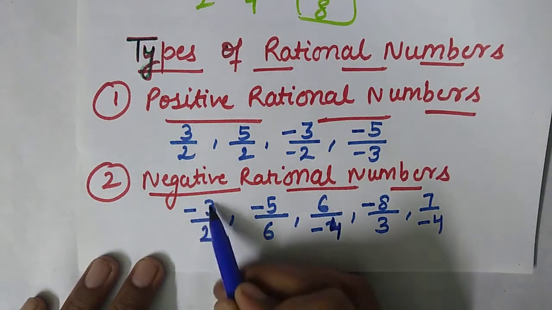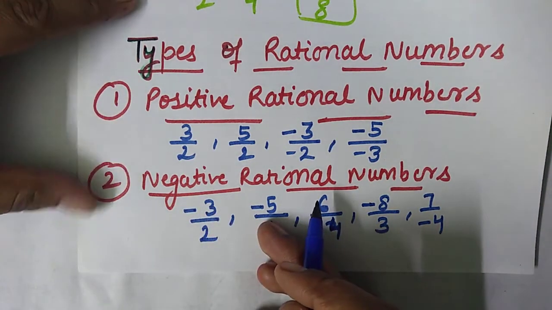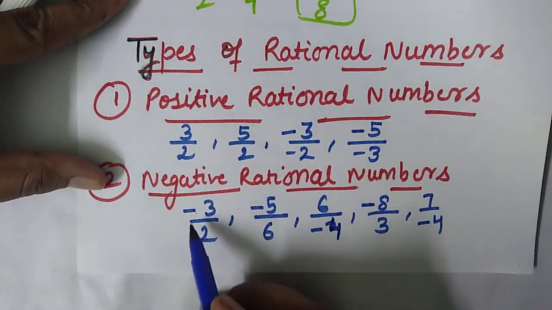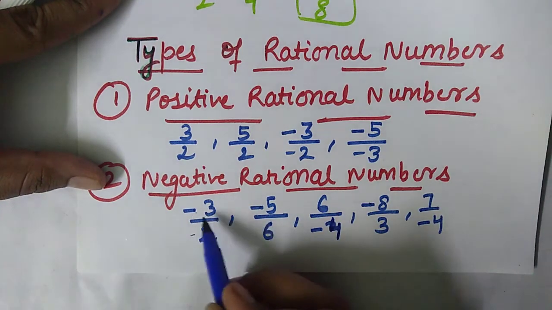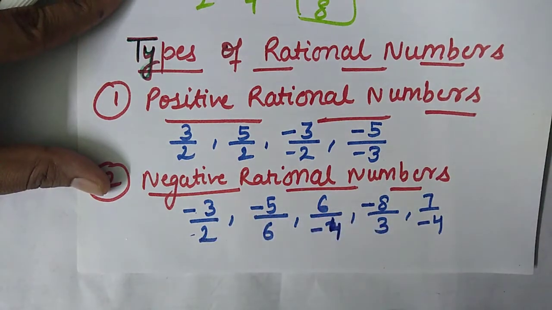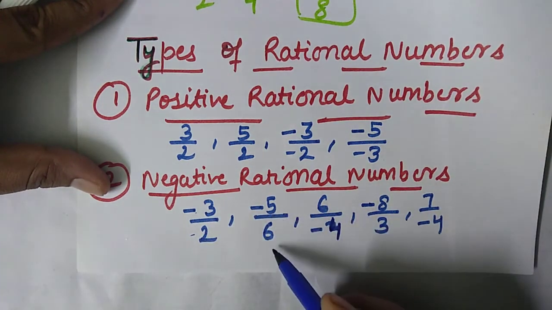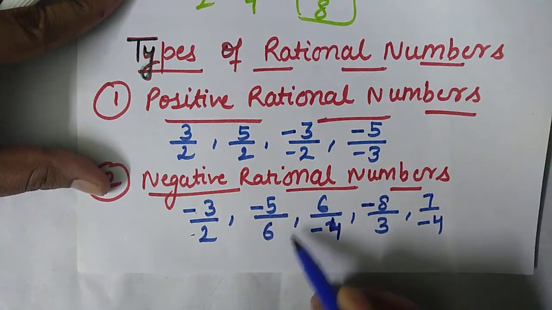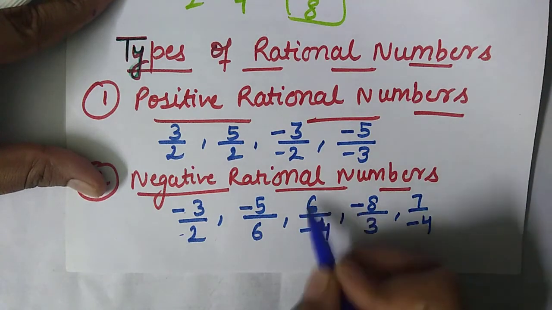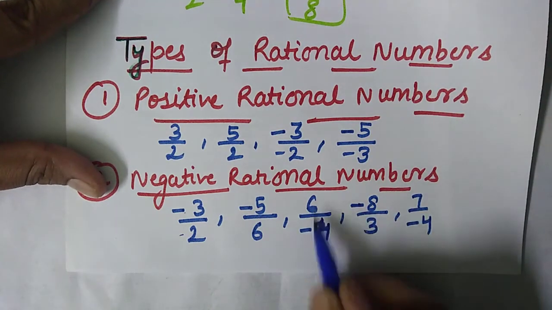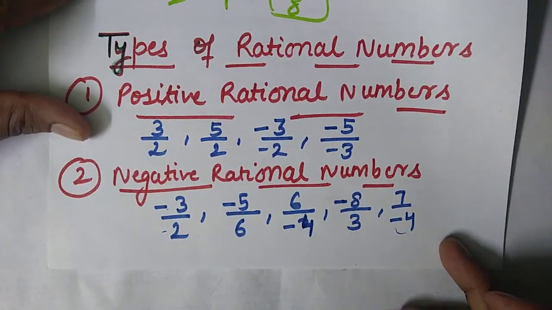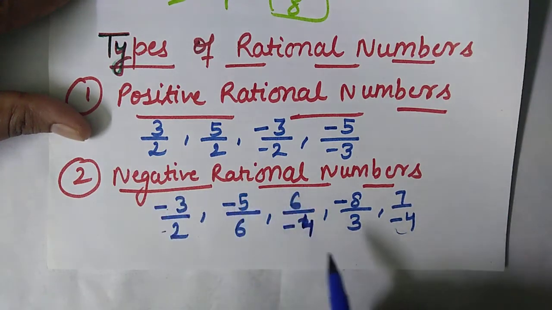Okay, for example, minus 3 by 2 is a negative rational number because we have different signs in the numerator and denominator. There must be different signs. This is negative and this is positive, because in the numerator we have a negative sign and in the denominator a positive. So this is a negative rational number. This is minus 5 by 6. One is negative and one is positive, so again this is a negative rational number. 6 by minus 4. Here the numerator is positive and the denominator is negative. So again this is a negative rational number. Okay. So what are negative rational numbers?